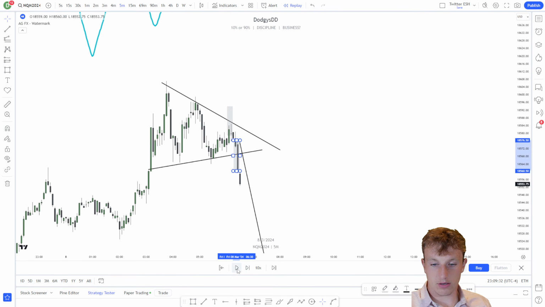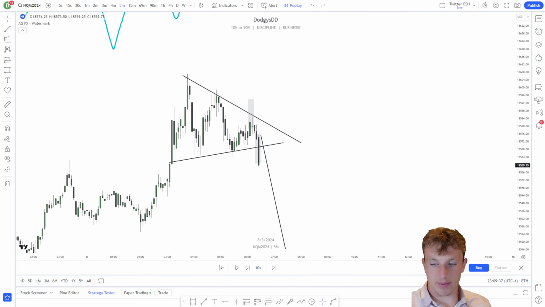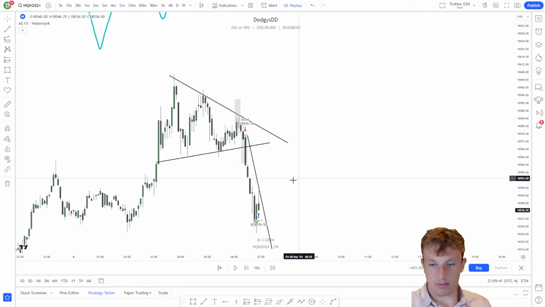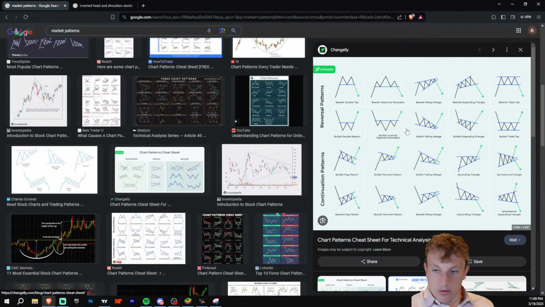Okay, there's your 5-minute close. I just missed it. I'm going to take a short there because the 5-minute just closed below the wedge. And boom, I'm out for $500 profit. So you can see a wedge can go both ways. There's bearish rising wedges. There's bearish expanding triangle. There's all kinds of things. And you're going to need to study, but you can probably find these in a lot of different examples.